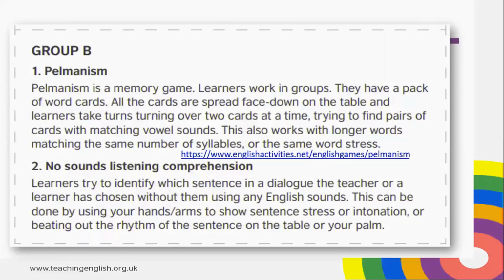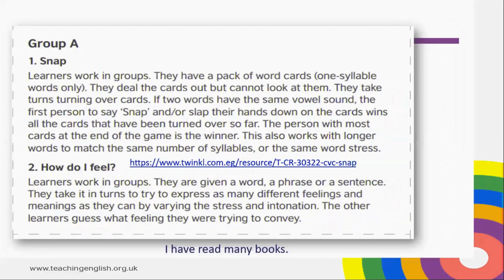The second activity is called no sound, how do I feel? And I think Miss Hanan was the one who mentioned this activity. You give the students a certain sentence or statement and you ask them to say it with different feelings. If you are happy, sad, angry, hungry, cold, thirsty, like this one: I have read many books. Can any of you say it with different feelings? And we are to guess how he felt.